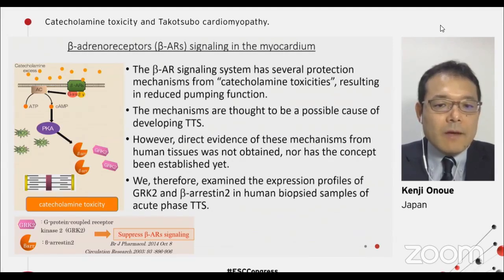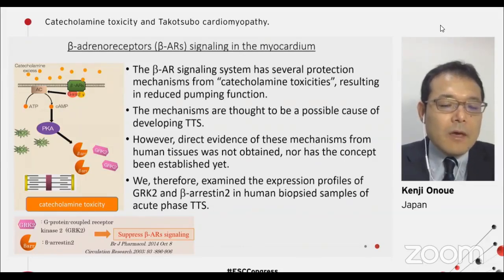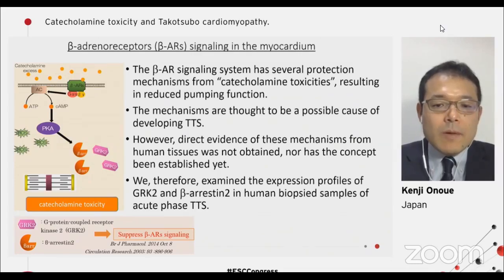However, direct evidence of these mechanisms from human tissues was not obtained, nor has the concept been established yet. We therefore examined the expression profiles of GRK2 and beta-arrestin 2, two major suppressing signaling molecules of beta-AR signaling, in human biopsied samples of acute phase TTS.